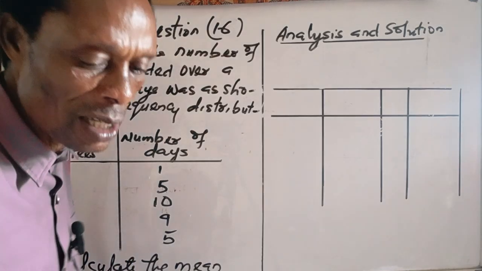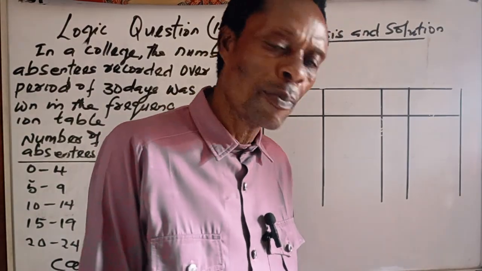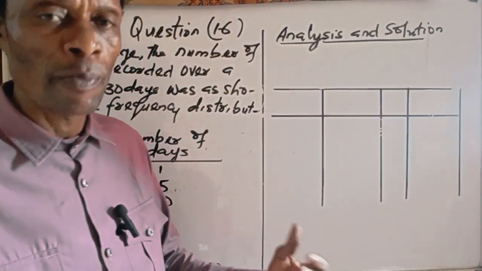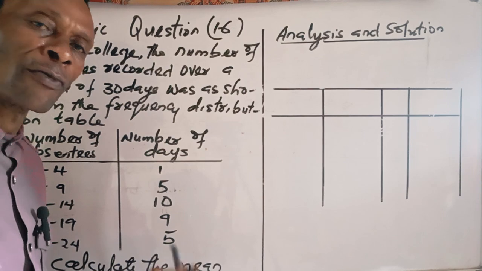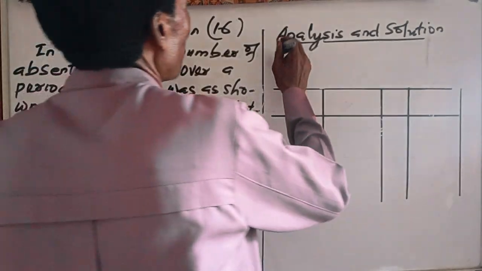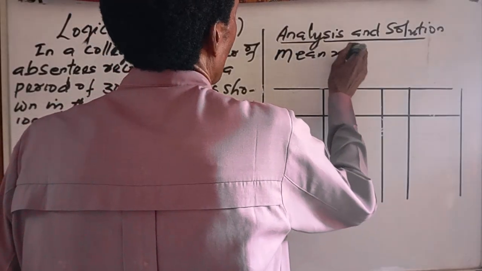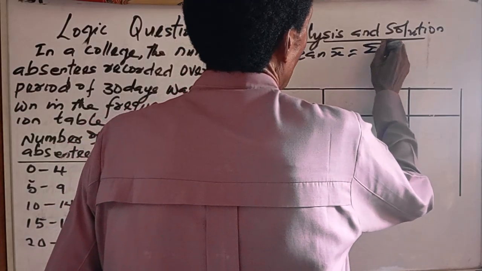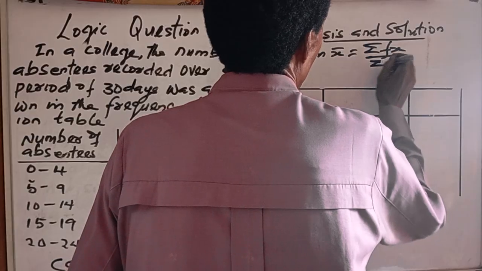How do you calculate the mean involving frequency? Because we have problems of mean without frequency, and we also have problems of mean involving frequency. This is a problem of mean involving frequency. So this is the formula. The mean, which is x bar, equals summation fx all over summation f.